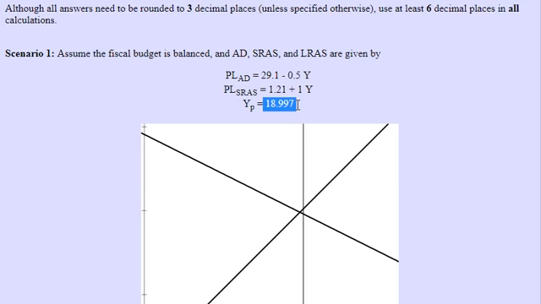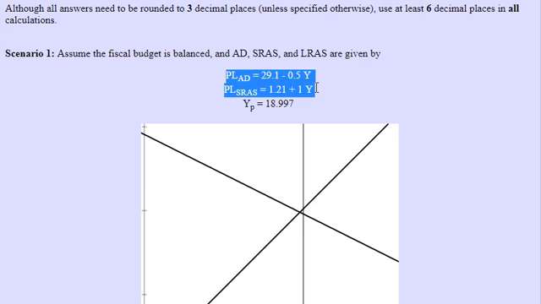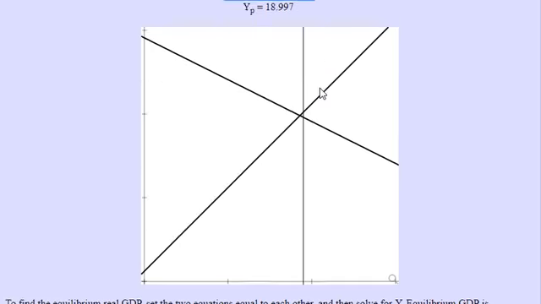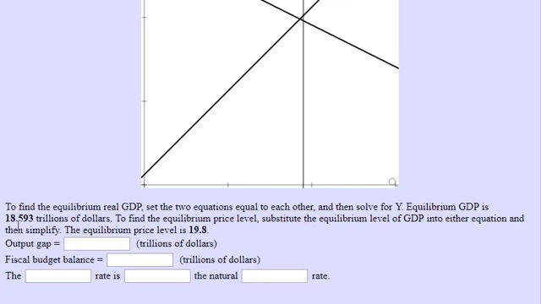This is long run aggregate supply. And then this is the short run aggregate supply curve. And this is the aggregate demand curve. Okay, so to find GDP, we have to solve those two equations simultaneously. And I did that down here for you.